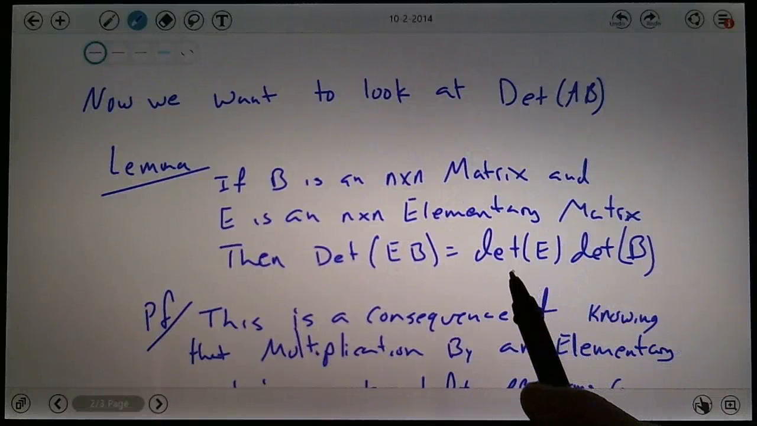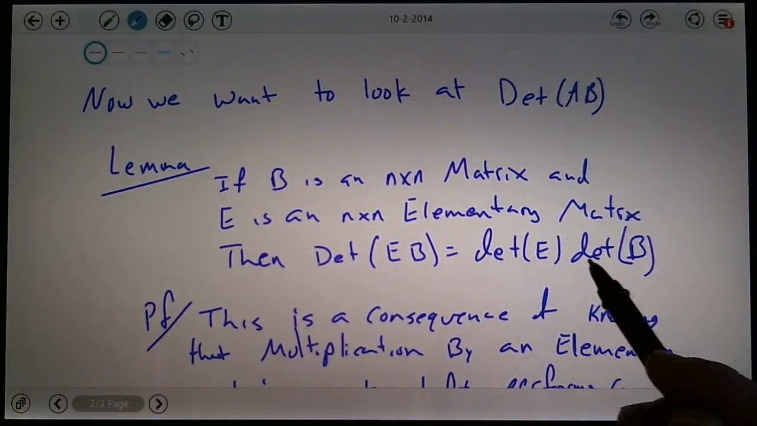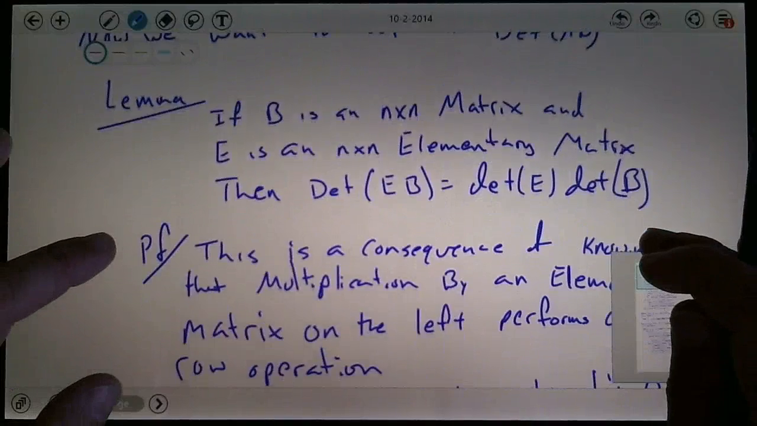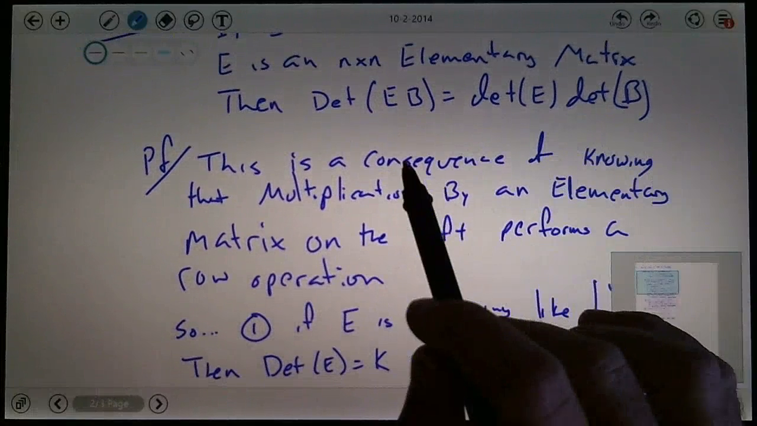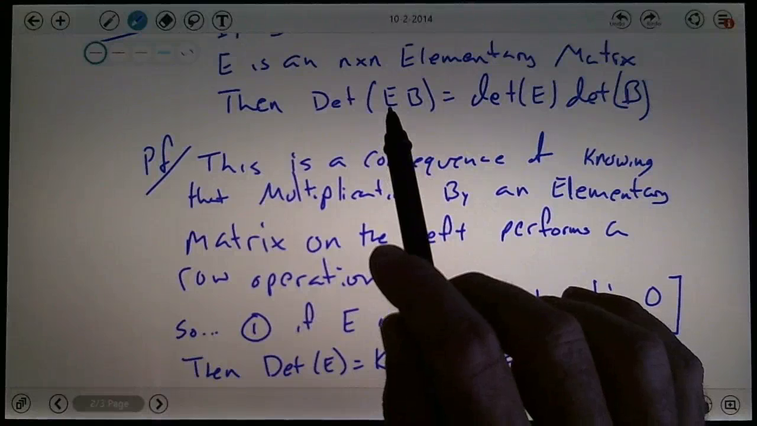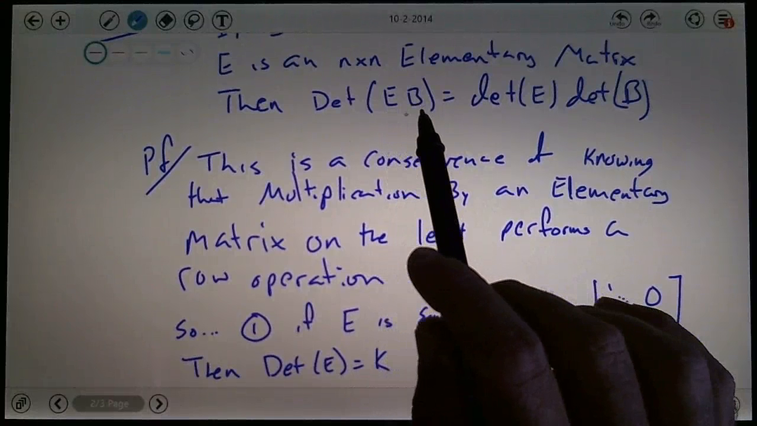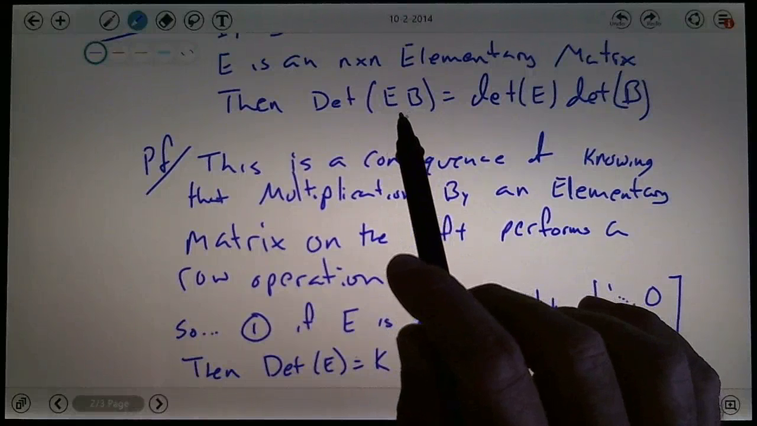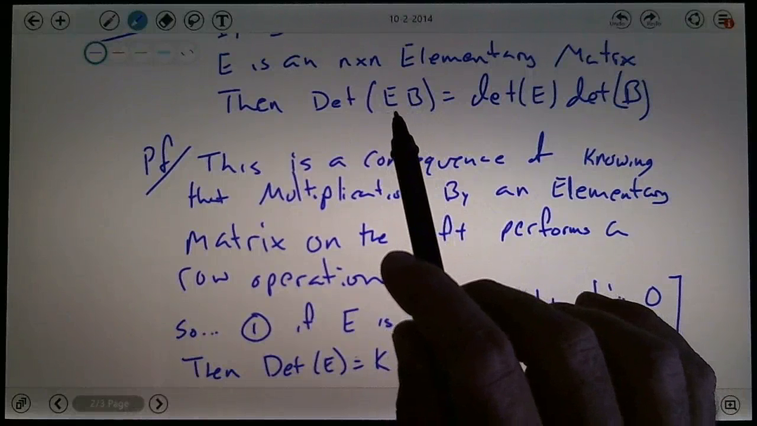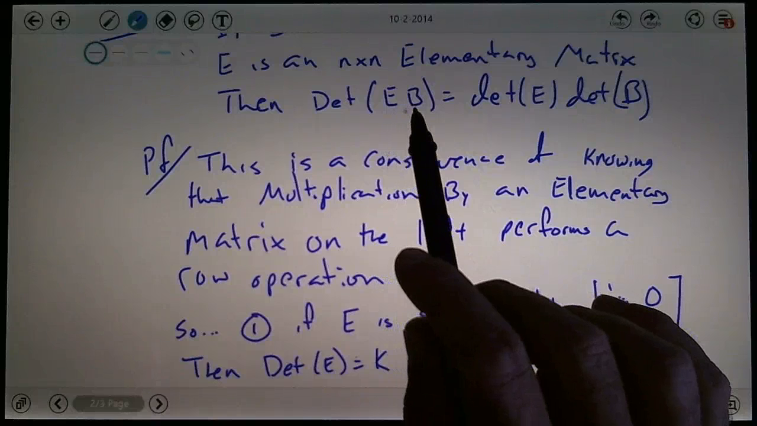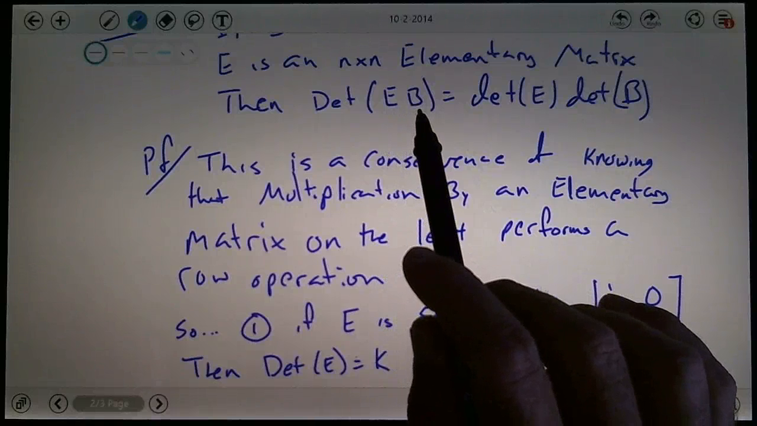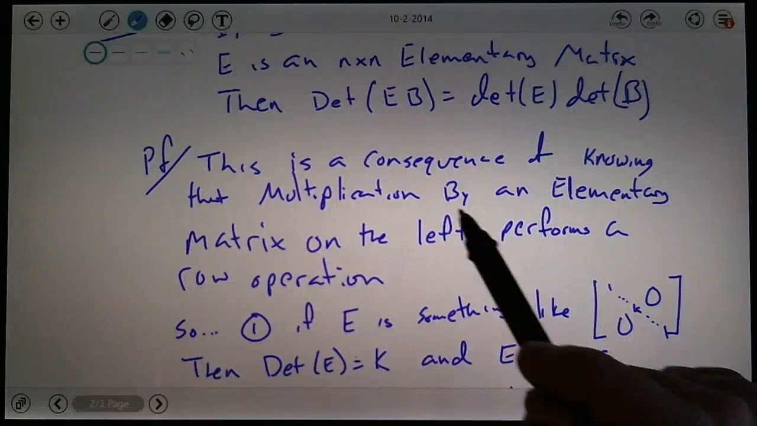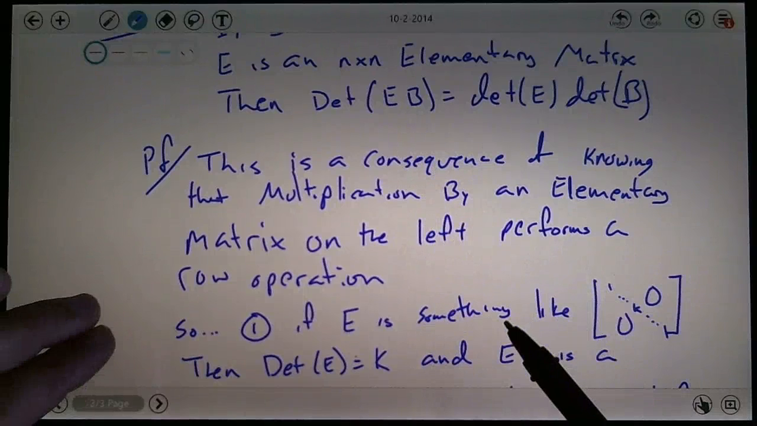And really, the proof of this is stuff we've already done in realizing that multiplying by an elementary matrix on the left performs a row operation, right? There are three types of elementary matrices. There are three types of row operations. And the corresponding elementary matrix does that row operation. So I just have to look at the three different types of things.